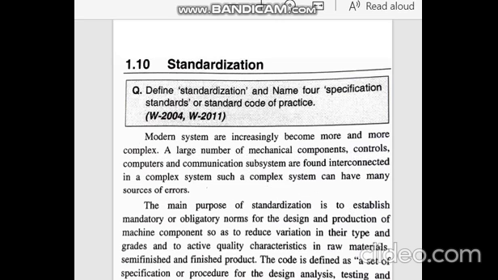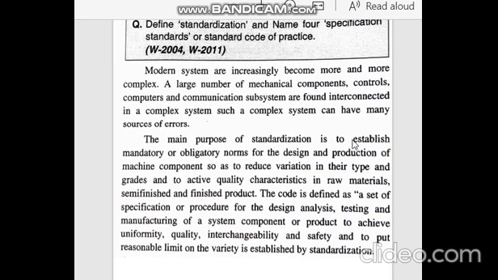So the main purpose of standardization is to establish mandatory or obligatory or compulsory norms for design and production of machine components. At design stage also and production stage also, certain standards everybody should follow, whether you are in a country like India, or in a country like America or Europe or any other country, even African countries, South American countries, Australian countries, or the rest of Asia, anywhere.